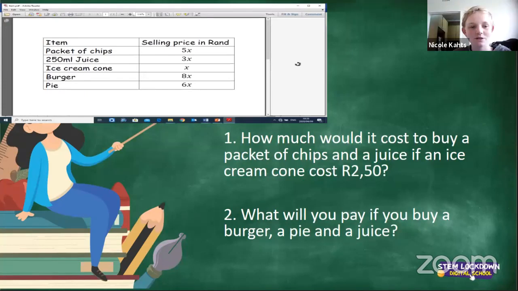Okay, so you take 2 rand 50 times the juice, which is 3. So you take 2 rand 50 times 3 and you get 7 rand 50. Then you take 8 times 2 rand 50 and you get 20, which is for the burger. So you say 7 rand 50 plus 20, which gives you 27 rand 50 cents. Then you take the pie, which is 6 times 2 rand 50, which gives you 15 rand. And then 27 rand 50 plus 15 equals 42 rand 50.